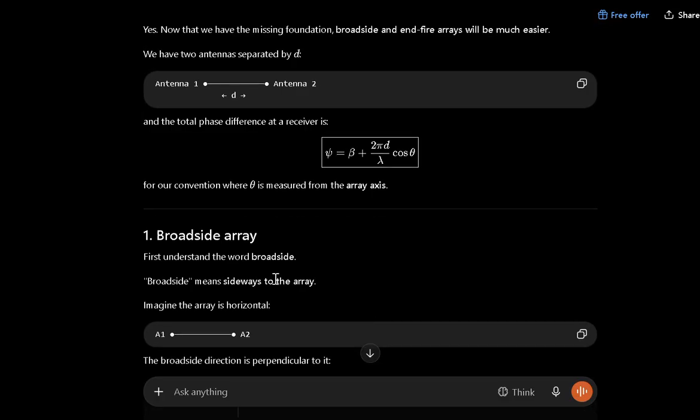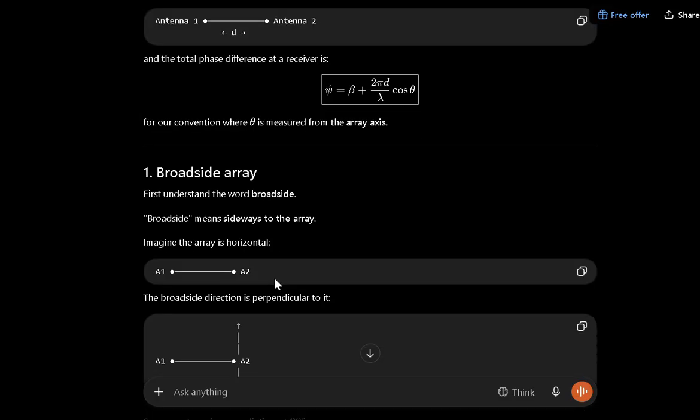Broadside array. First, understand the word broadside. Broadside means sideways to the array.